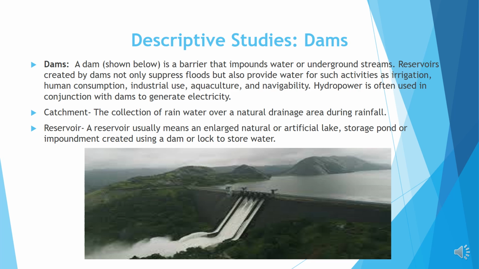Catchment: the collection of rainwater over a natural drainage area during rainfall. Reservoir: a reservoir usually means an enlarged natural or artificial lake, storage pond, or impoundment created using a dam or lock to store water.